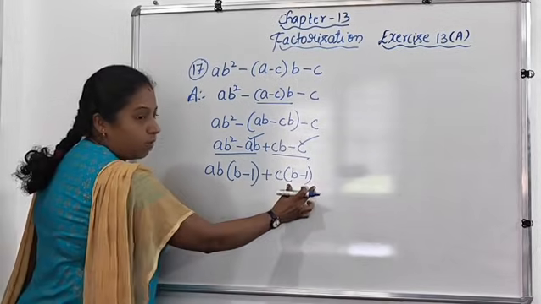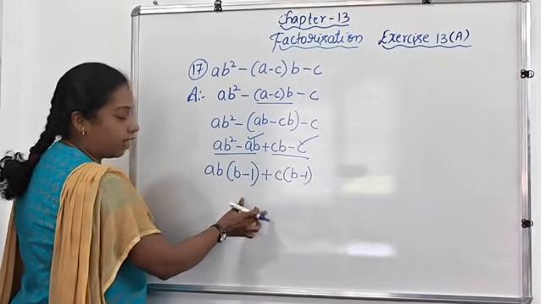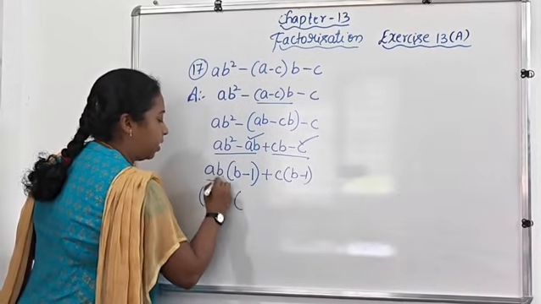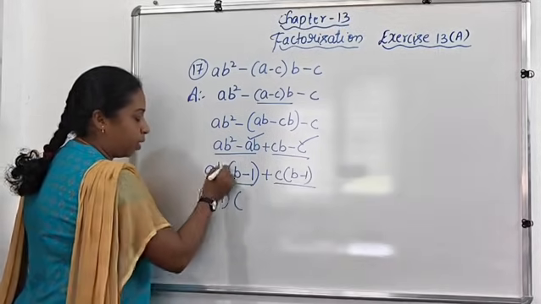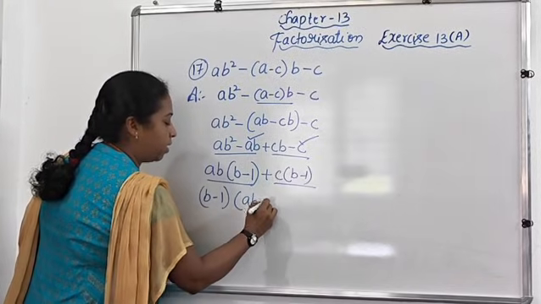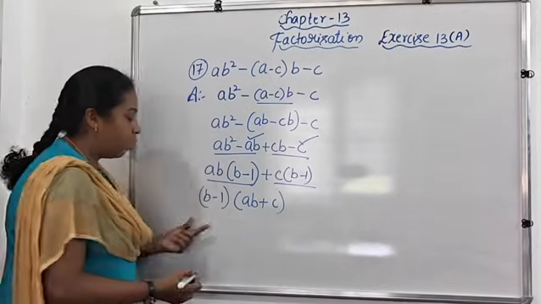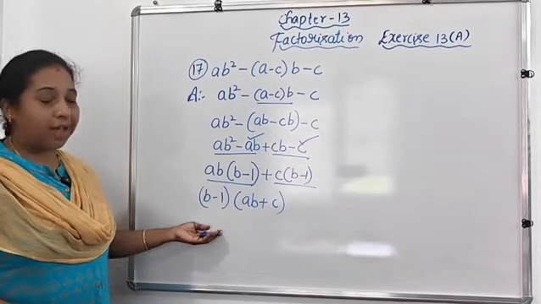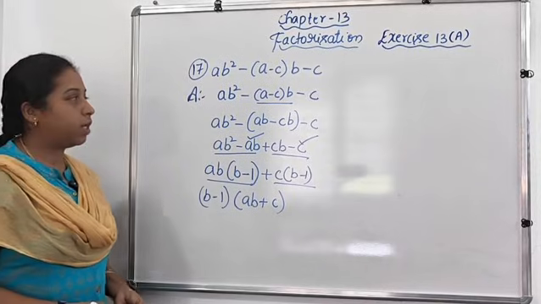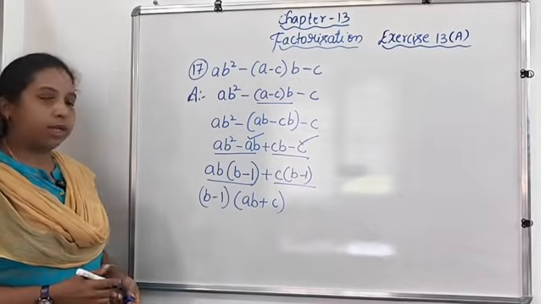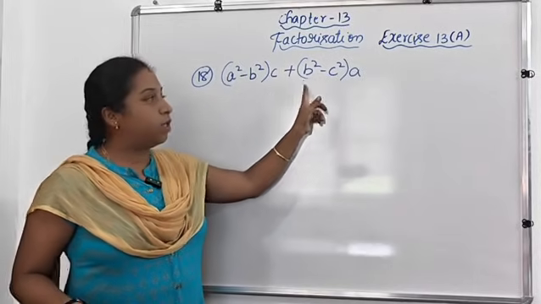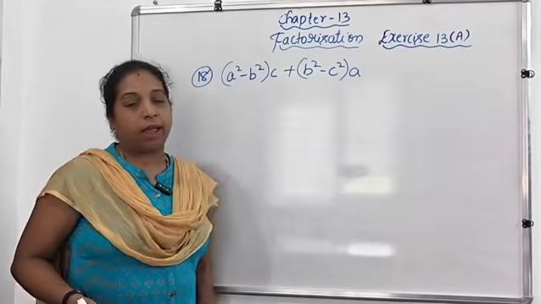So both are common, we got it, right? So b minus 1 take as a common factor, then remaining here is ab plus c. So (b minus 1) into (ab plus c). So these are the factors of ab square minus (a minus c) into (b minus c). So 18th question is (a square minus b square) into c plus (b square minus c square) into a.